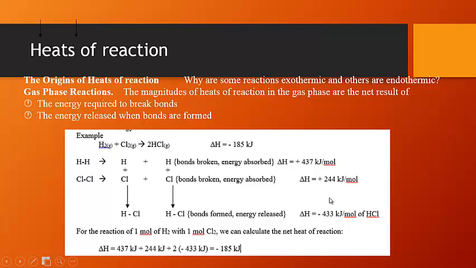So this enthalpy of reaction is actually to do with the enthalpy of the reactants, in this case 1 mole, 1 mole. If we wanted to do it in terms of the products, we would have to divide this by 2, and then it would be in terms of 1 mole of hydrogen chloride gas formed.